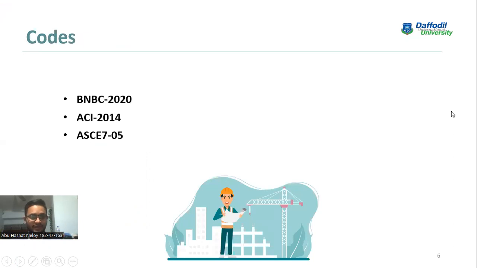So now codes. What are the codes that I used and that we need to use for analysis and design of RCC structure? First of all, we need to use BNBC 2020 and then ACI 2014. And for lateral load, we need to use ASCE 7-05 codes.